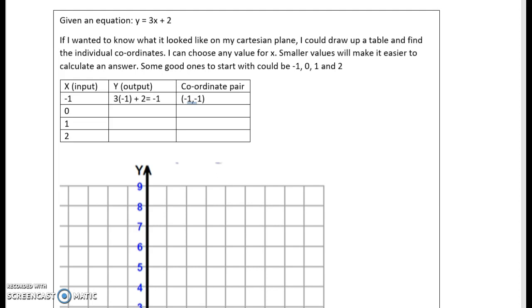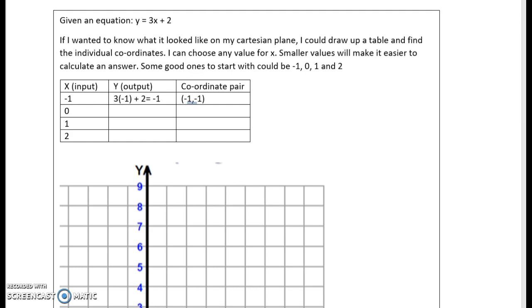So in my first line, I've already got the value shown. I've taken -1 and I have put -1 into my equation. Wherever I saw an x, I put in -1. So I had 3 times -1 plus 2, which is down there, and it equals -1. And you can see I've written the coordinate pair. My x was -1, my y is -1, so that gives me the point -1, -1.